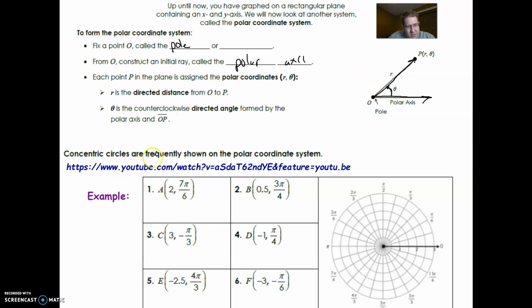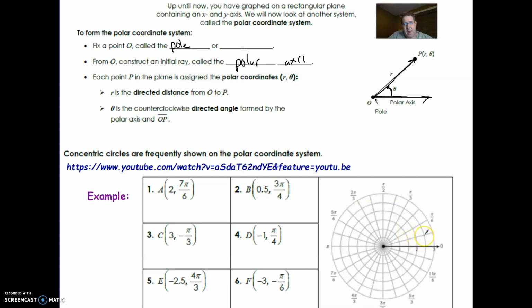It says concentric circles are frequently shown on a polar coordinate system. Concentric circles just means a circle inside of a circle, all with the same center. So graphing these points, and like I said, I'll make another video on the other half of this, which is conversions. So point A happens to be at (2, 7 pi over 6).